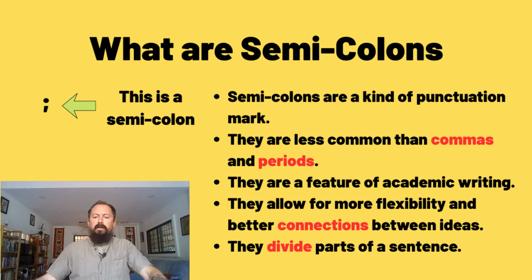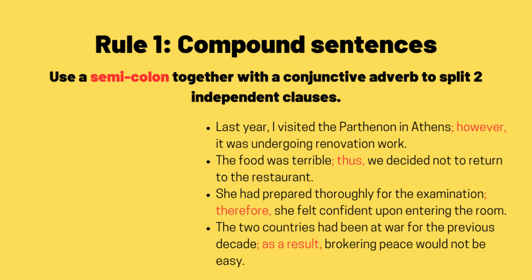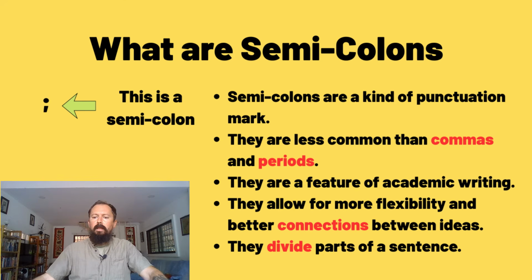You can see a picture here of a semicolon. It looks like a comma with a dot on top of it. A semicolon is a kind of punctuation mark that is less common than commas or periods. That's full stops as another word for periods. They're used typically in academic writing, and you don't see them much in casual everyday writing anymore. They allow for flexibility and connection between ideas, and they're primarily used to divide parts of a sentence.